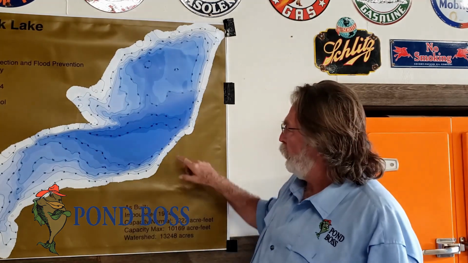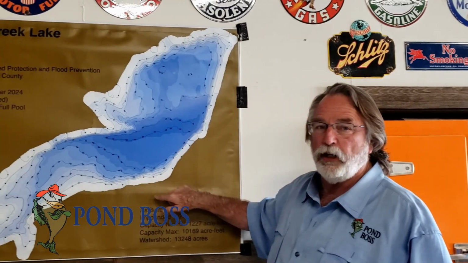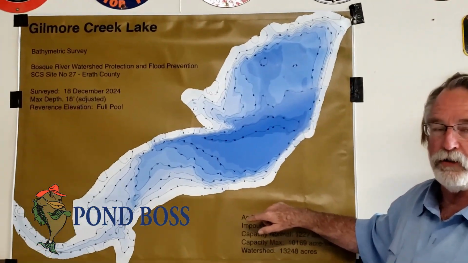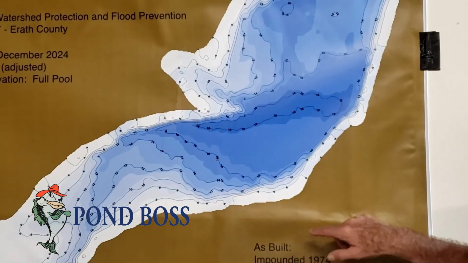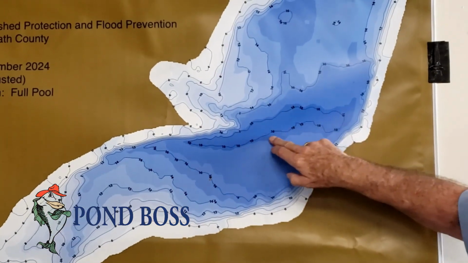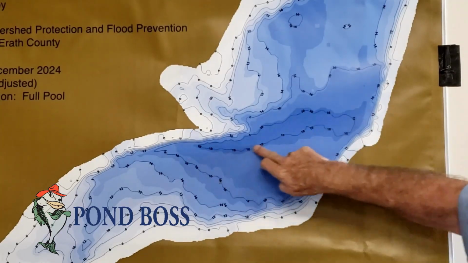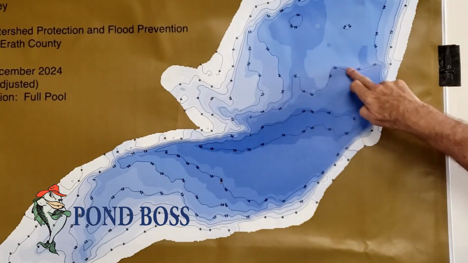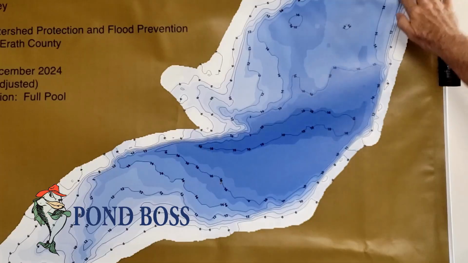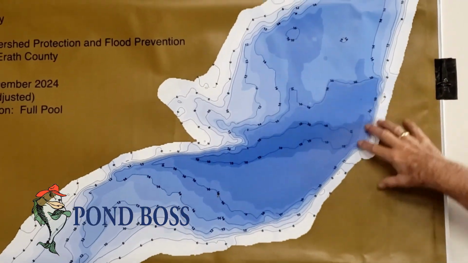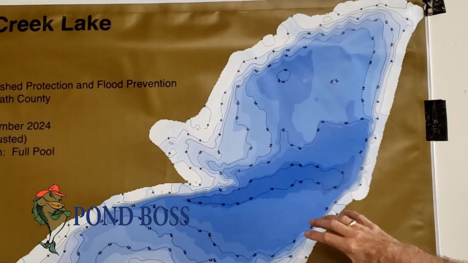Take a look at this one. So these are contour lines for every 2 feet of depth in this lake, and that's how most bathymetry maps are. Well, in this particular lake, the maximum depth is about 19 feet, 18 feet. This is an 18-foot contour. This is a 16-foot contour. This is the dam.